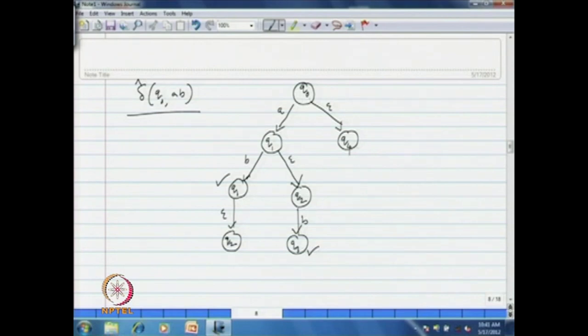And from q 0 on epsilon it goes to q 4. At q 4 taking the input a, it remains in the same state q 4, and at q 4 taking b, you can go to q 3, and there is no transition defined on q 3, and we have already processed the full string a b over here. So, we put a tick mark. So, that is how we have drawn the computation tree for delta hat q 0 a b.